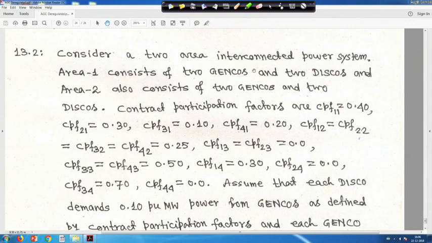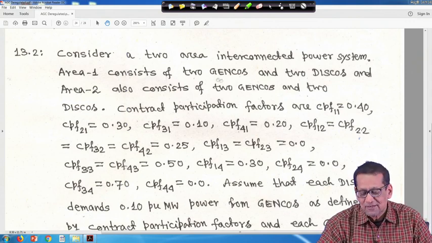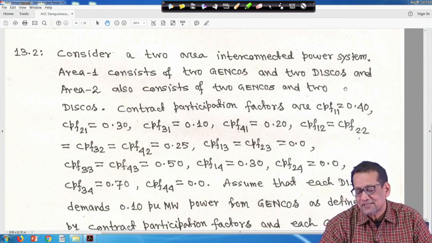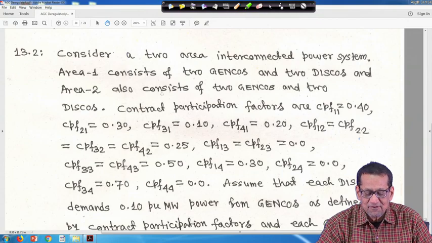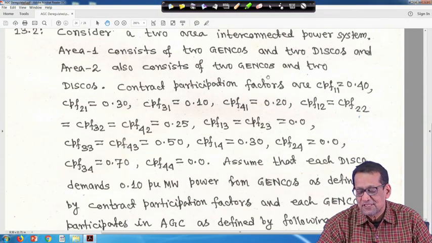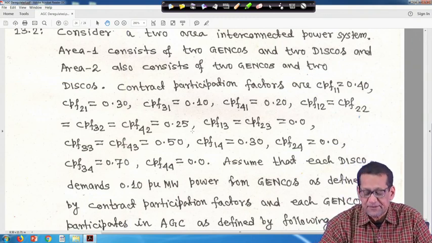So consider a two area interconnected power system. Area 1 consists of 2 GENCOs and 2 DISCOs, that is 2 generation companies and 2 distribution companies, and area 2 also consists of 2 GENCOs and 2 DISCOs, right. Contract participation factors are CPF 11 is equal to 0.4, CPF 21 is equal to 0.3, CPF 31 is equal to 0.10, CPF 41 is 0.20, CPF 12 is equal to CPF 22 is equal to CPF 32 is equal to CPF 42 is equal to 0.25, all are same.